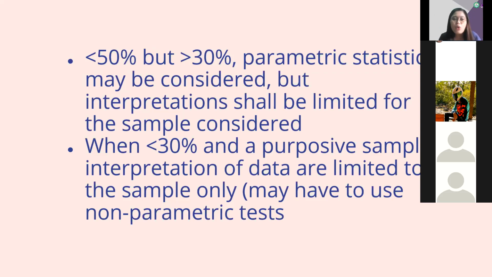Now, what if the data you got is less than 30% and the sampling technique used is purposive sampling? Then, the interpretation will still be limited to the sample only. You cannot do generalization for the whole population, and parametric statistics may not be used here. So, we will be doing a non-parametric test.